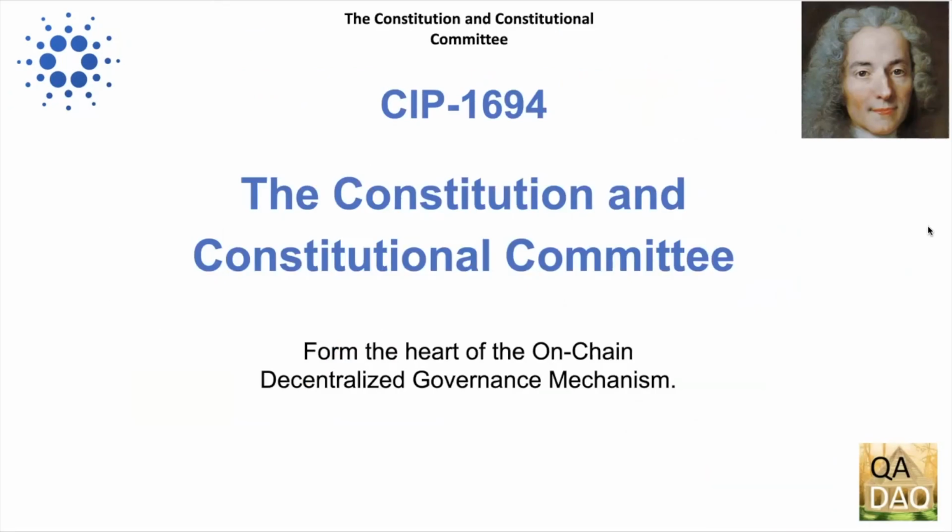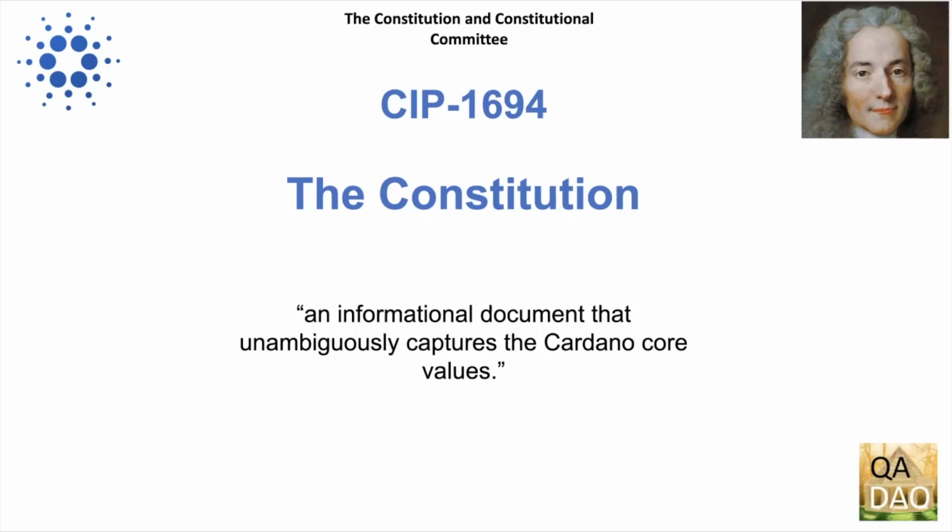Constitution and the Constitutional Committee form the heart of the on-chain decentralized governance mechanism. The scope of the Constitution that will inform and guide the Constitutional Committee is kept vague. The Constitution is only referred to as an informational document that unambiguously captures the QADAO core values. An appendix to CIP-1694 judges the contents and processes that amend the Constitution as very important. However, the authors believe these processes are sufficiently separate from the protocol described in 1694 to merit a separate and focused discussion.